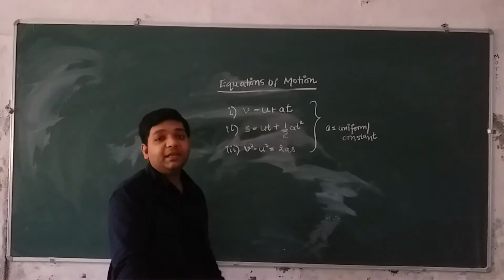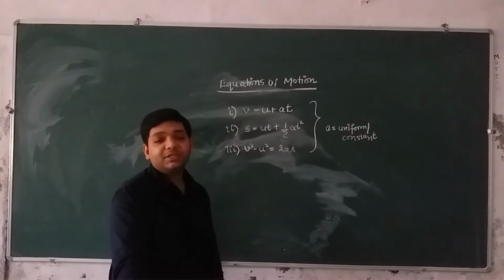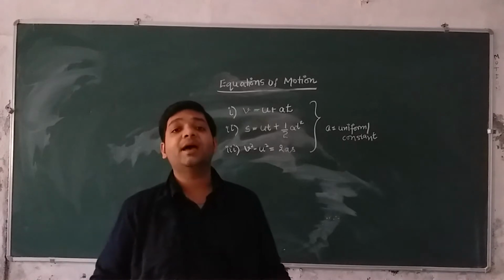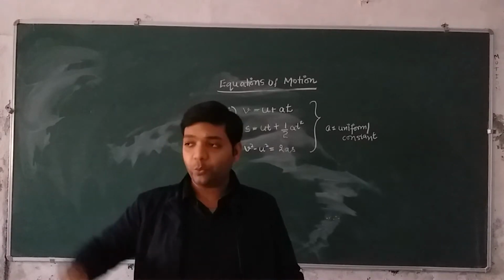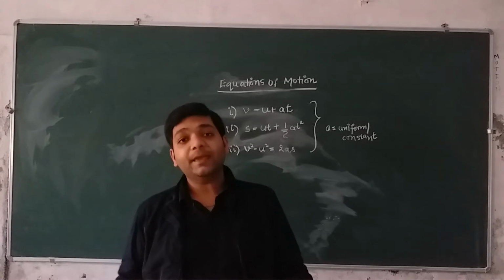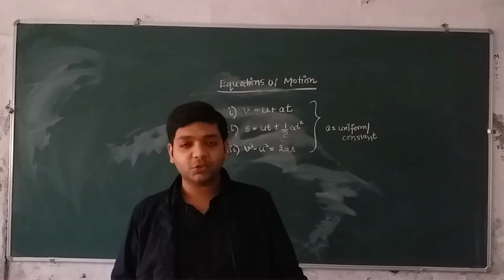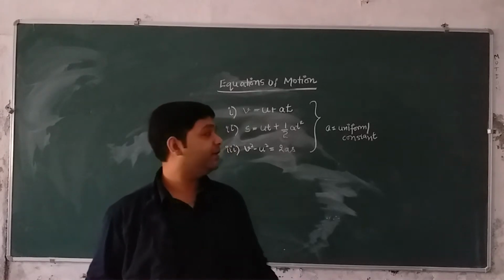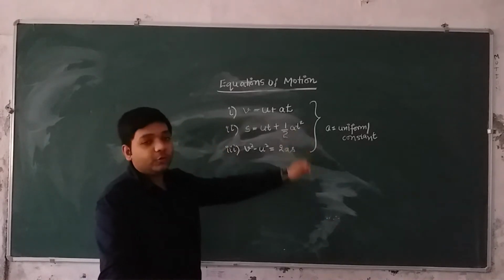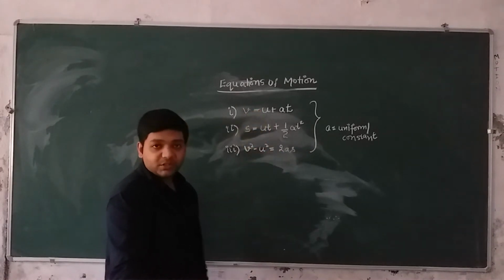For example, if I take a ball and throw it upwards, then the acceleration that acts on the body is the acceleration due to gravity, which acts downwards towards the center of the earth. The direction and the magnitude of acceleration due to gravity remain constant at each point, and therefore the acceleration is said to be uniform or constant, and therefore we can use these equations of motion.